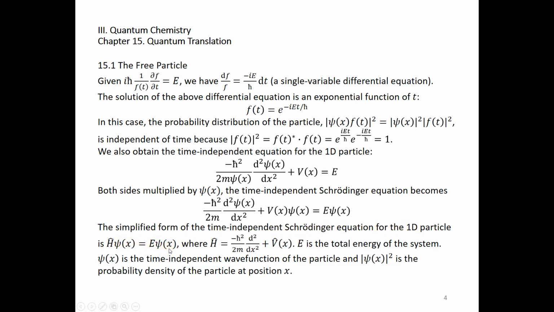Psi is a function of x. H is the kinetic energy operator plus the potential energy operator. E is the total energy of the system. Psi of x is the time independent wave function of the particle. The squared modulus of psi is the probability density of the particle at position x.